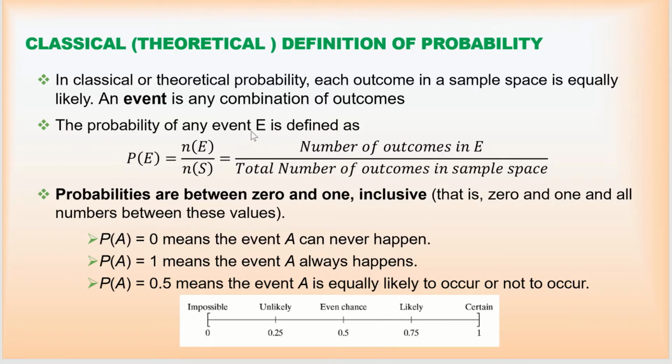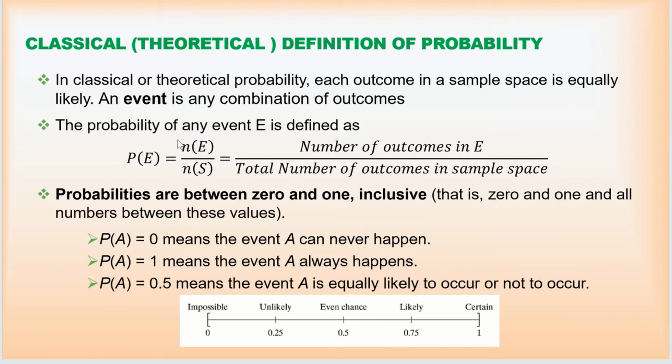So the probability of an event E is defined as: probability of event E equals the number of outcomes in event E divided by the total number of outcomes in the sample space. So this definition is the classical or theoretical definition of probability.